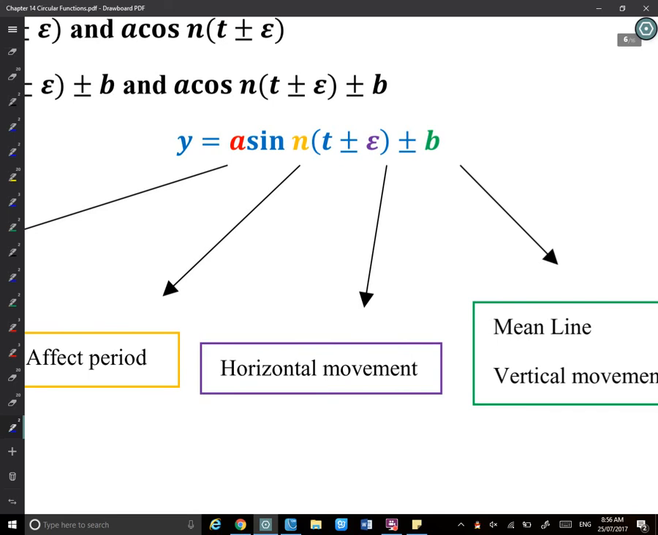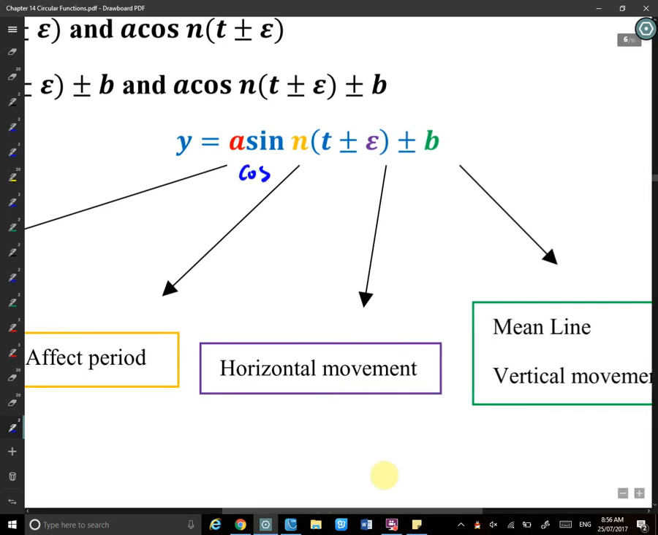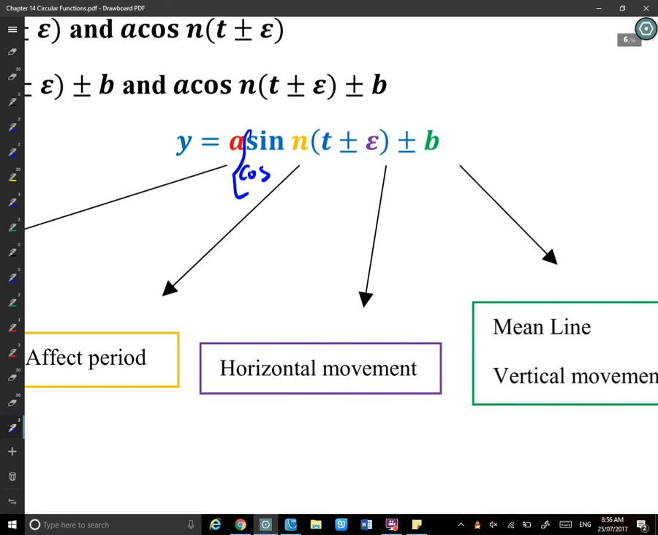Before we go through that, let's have a look at the general equation for the sine graph or cosine graph. I can change that to a sine or a cosine. That works for both sine and cosine. So tangent is another story. So let's have a look at sine and cosine first.